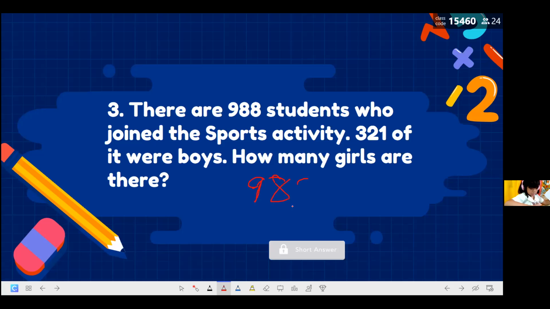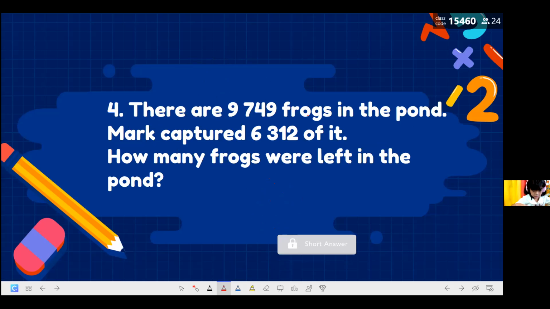988 minus 321. So the answer is 667. Yes, 667. Very good. Casey, I can see your answer. All right, very good. That's nice. You remember what place value to start subtracting. Now let's go on to number 4.